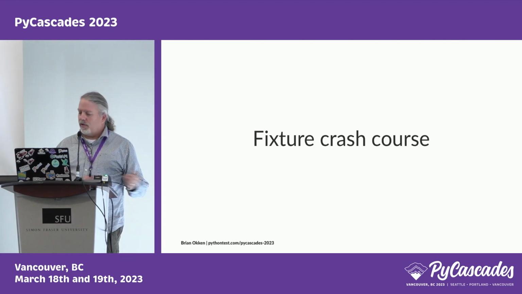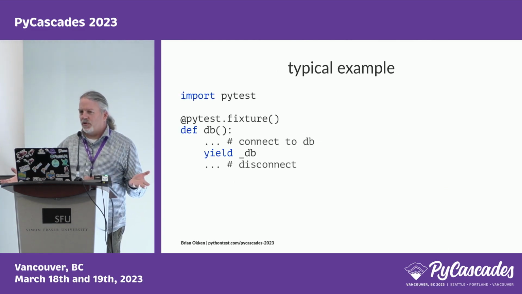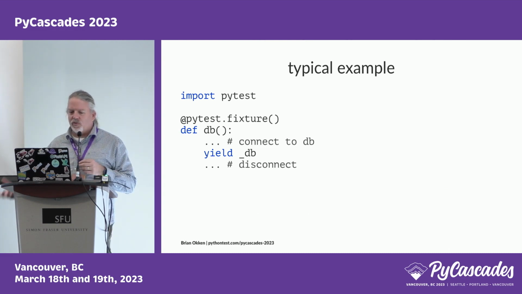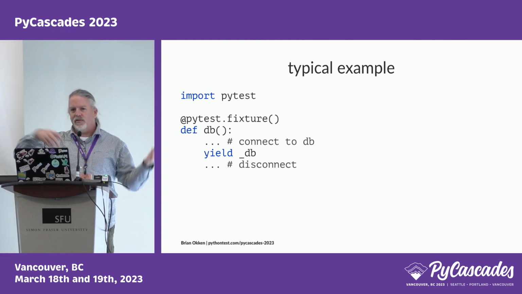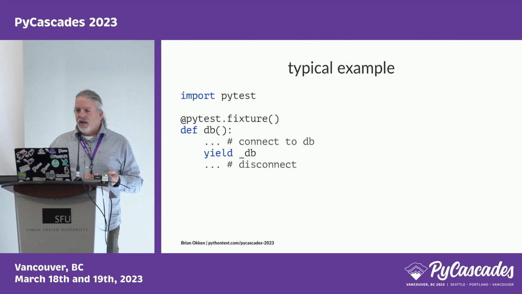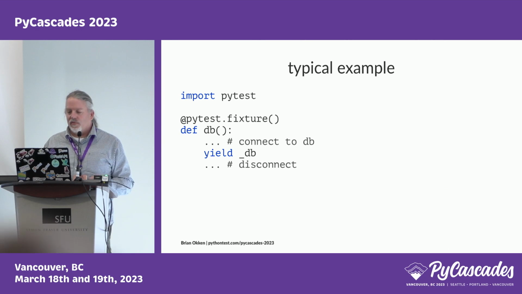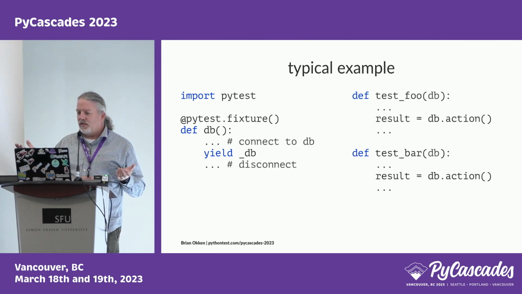So if you're unfamiliar, let's do a quick, what is a fixture? A fixture is just a function. And it's got a pytest.fixture decorator around it. You can do some setup ahead of time, and you can do some teardown afterwards, and you can either return or yield something to the test that uses it. In this case, I'm using it to connect to a database, and this is a great use for fixtures. Any test that uses it can just use the DB name in its parameter list and use that object.